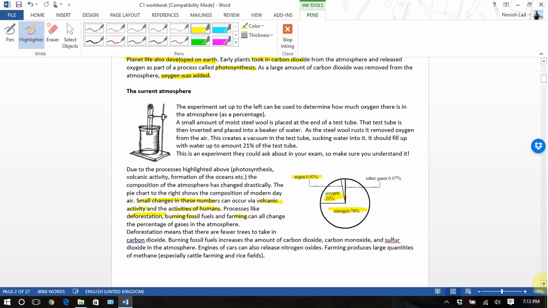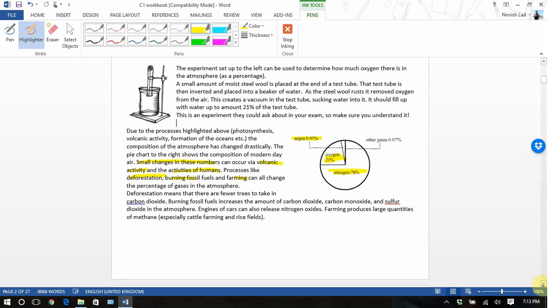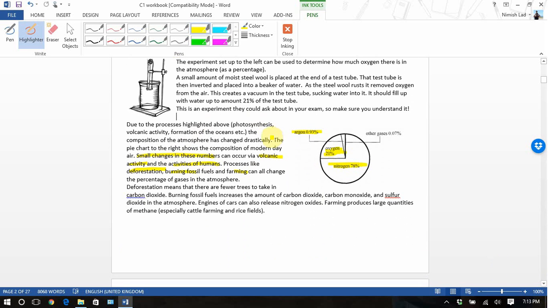And that's the absolute basics you need to know about topic 1, the Earth's sea and atmosphere. So make sure you know what the atmosphere used to be like, how it changed, what it's like now, and experiments to do with how we can investigate how much oxygen there is in the atmosphere.